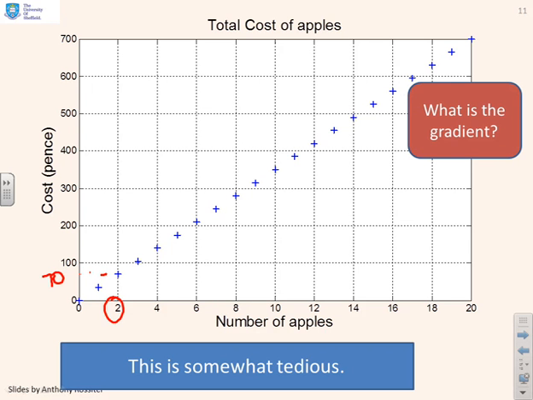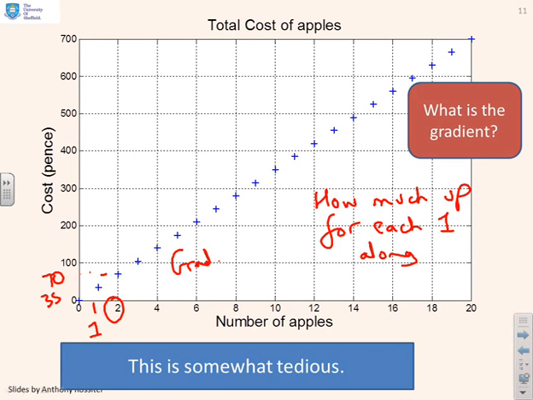Well, basically it means how much I go up for each one along. So you can see if I go along 1, I've gone up 35. If I go up 2, I've gone up 70. If I go up 3, I've gone up 105. So here the gradient is 35, because I go up 35 for every 1 I go along.